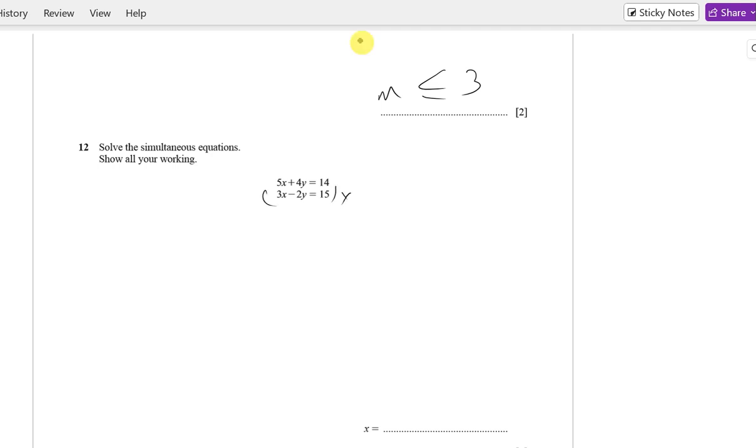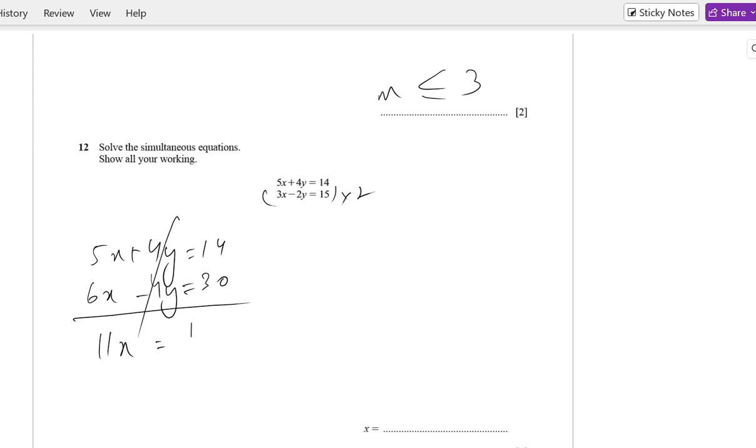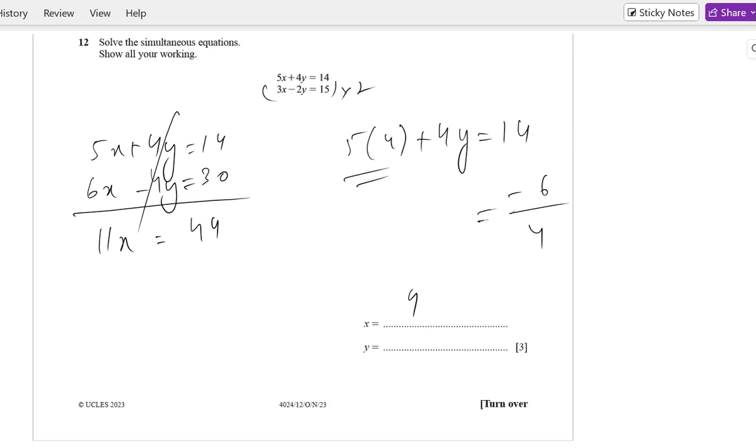Let's multiply it with 2. 5x plus 4y is 14. 6x minus 4y is 30. 11x is 44. Your x is definitely 4, and you can put its value in any one of the equations. So 20 minus 6 by 4 would be your y, minus 3 by 2.